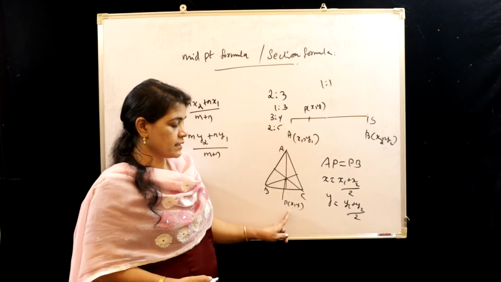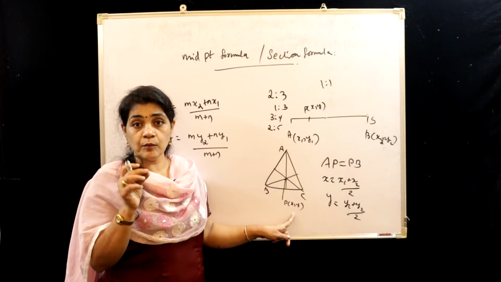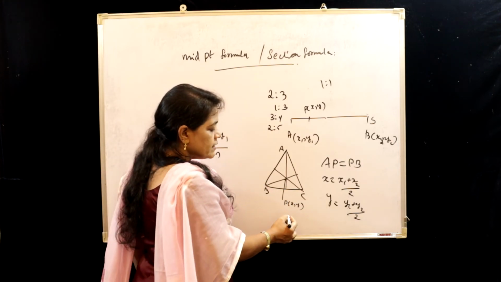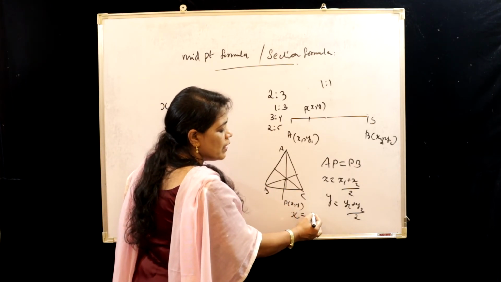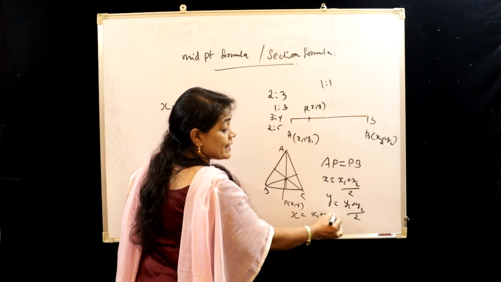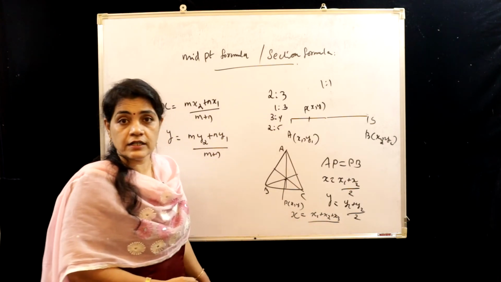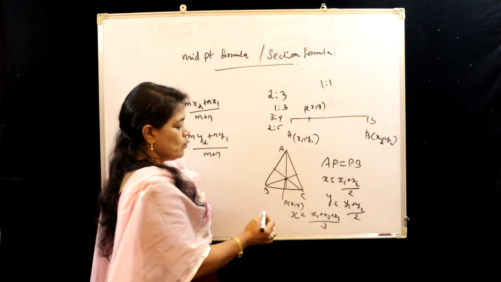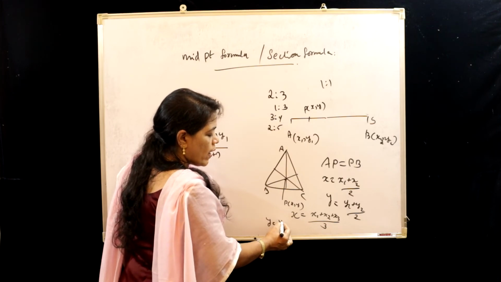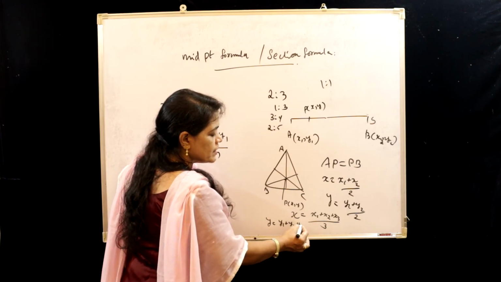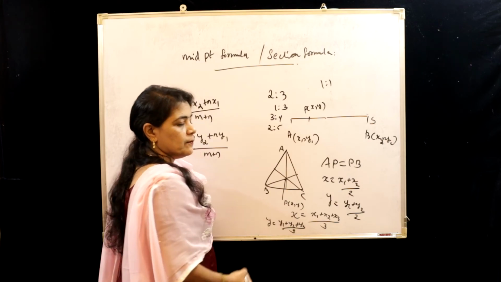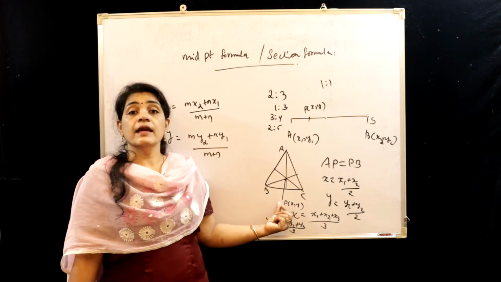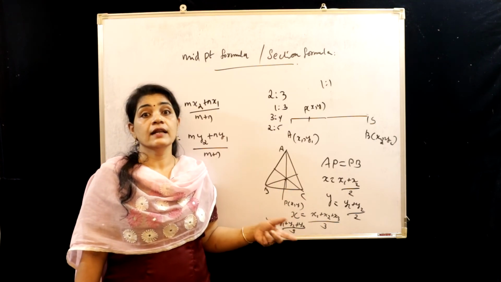We need the coordinates of this point, which denotes the centroid of the triangle. To get them, x is equal to (x1 + x2 + x3) divided by 3, since a triangle has three vertices, and y is equal to (y1 + y2 + y3) divided by 3. This is another point that can be expected from this lesson, another type of question.